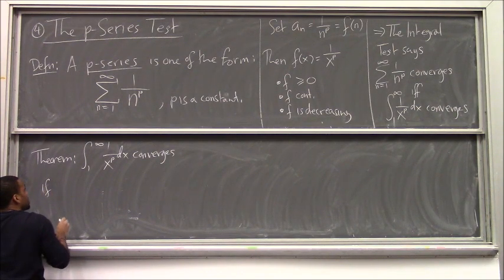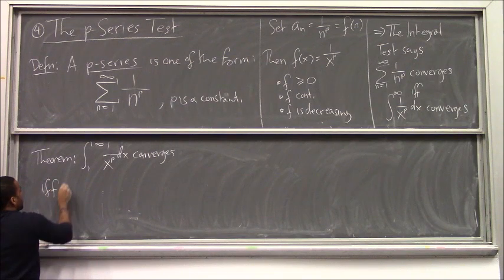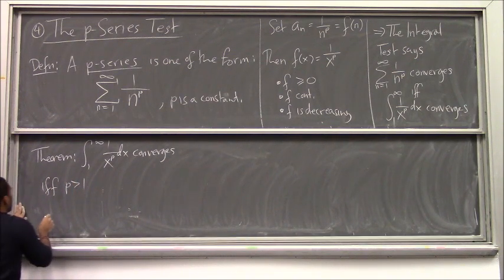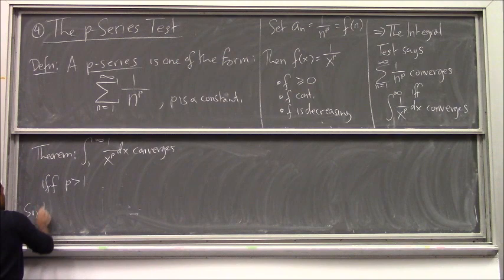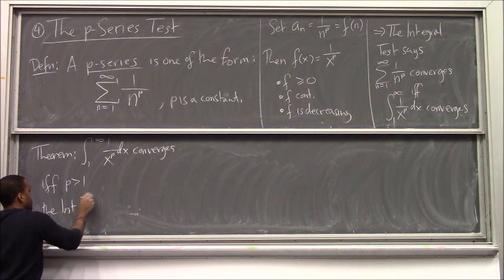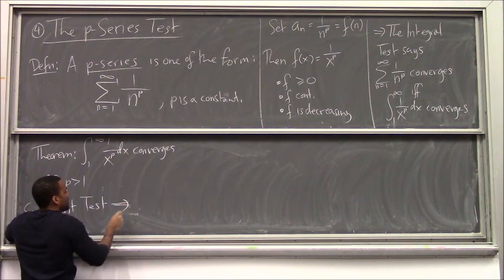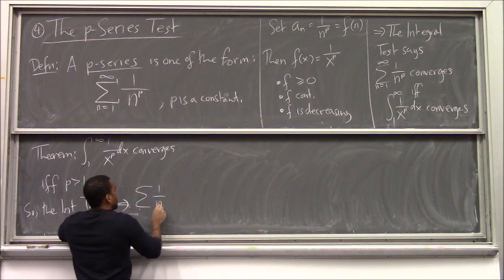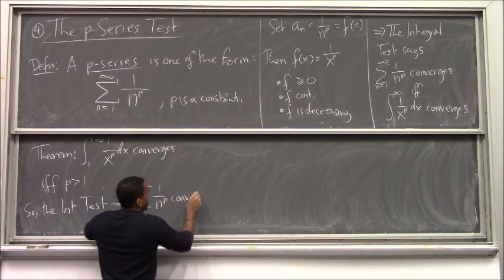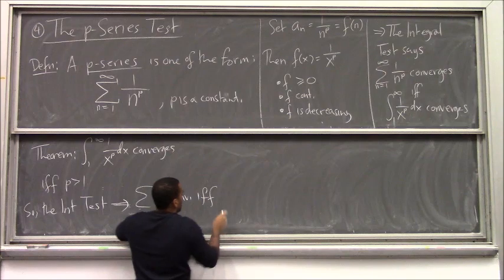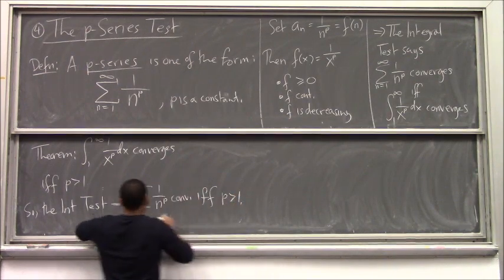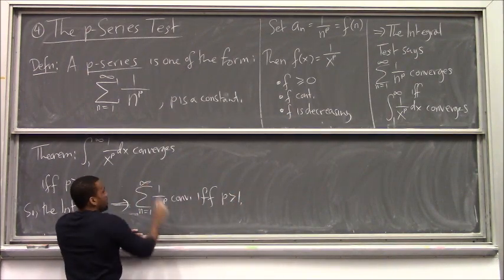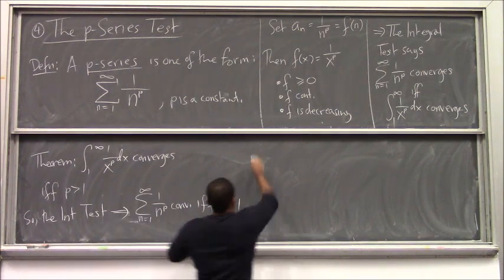So this converges if and only if p is larger than 1. So the integral test implies that the series of 1 over n to the p converges if and only if p is larger than 1. And that is the p-series test.